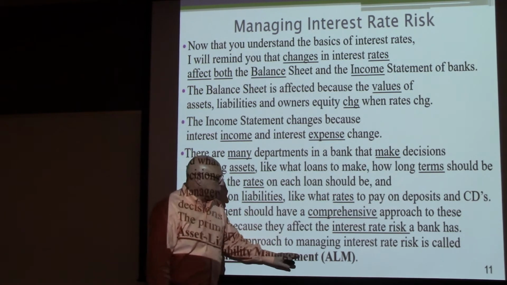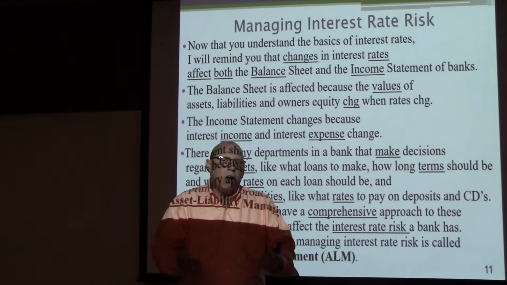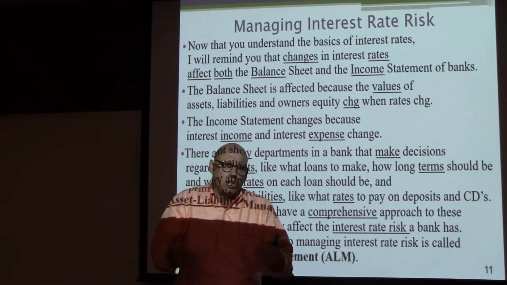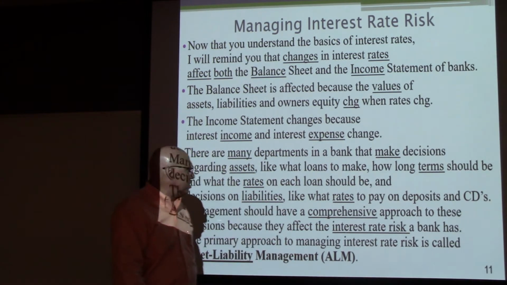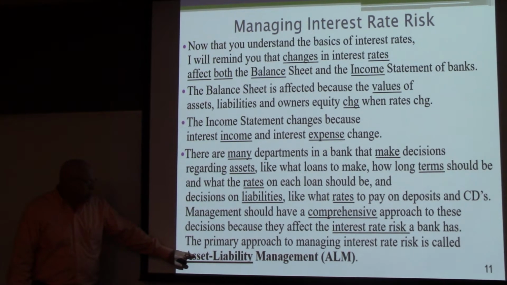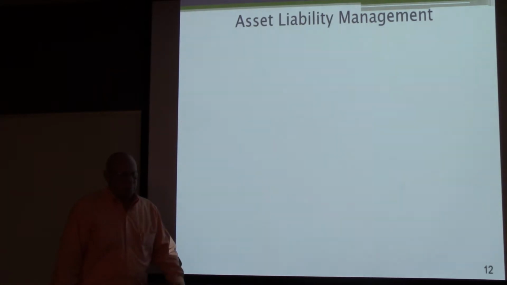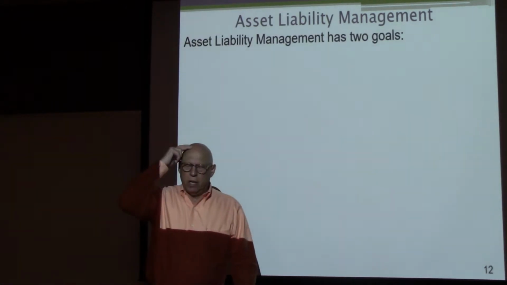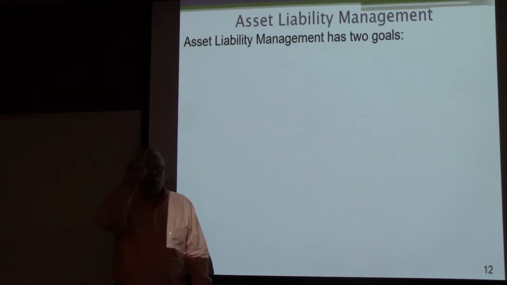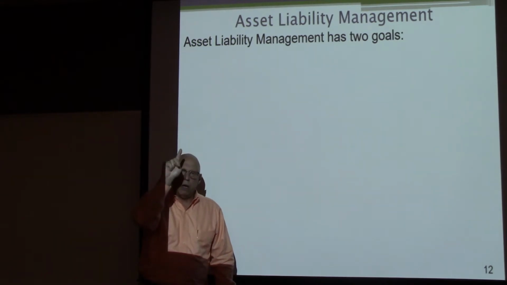And so we call this approach of being aware of and managing the spread asset liability management. Managing both the assets and the liabilities of a bank. All right, asset liability management has two goals. So the balance sheet is impacted and the income statement is impacted, and you have one goal for the balance sheet and one goal for the income statement.